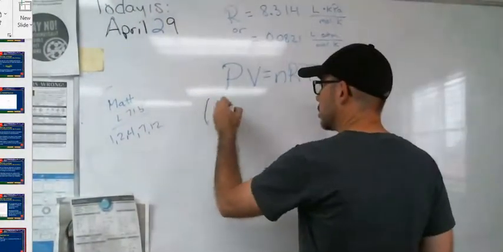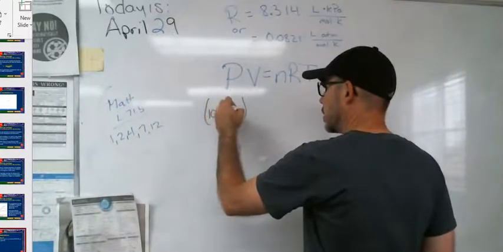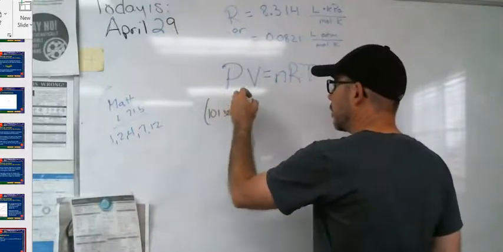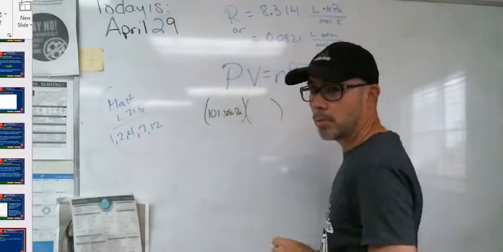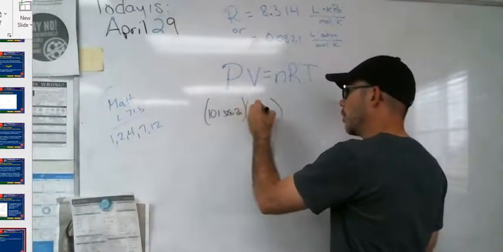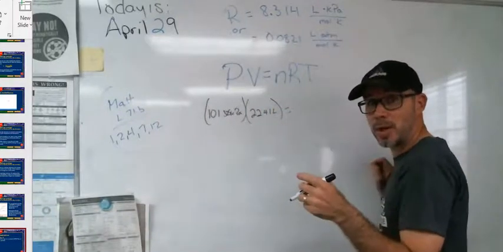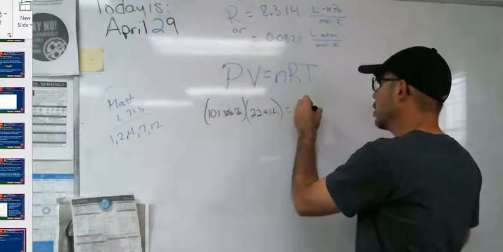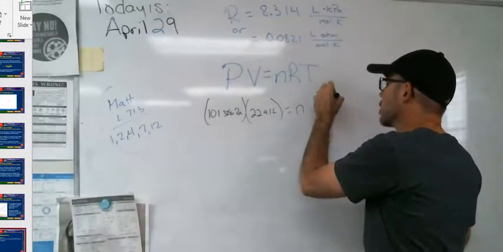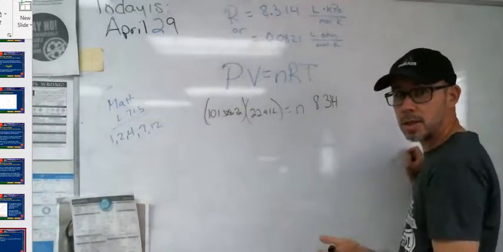Pressure: 101 something kilopascals, 101.325, something like that. Volume: 22.41 liters. Number of moles, that's what the question's looking for. We already said we're supposed to use that value for R with all its units and stuff.